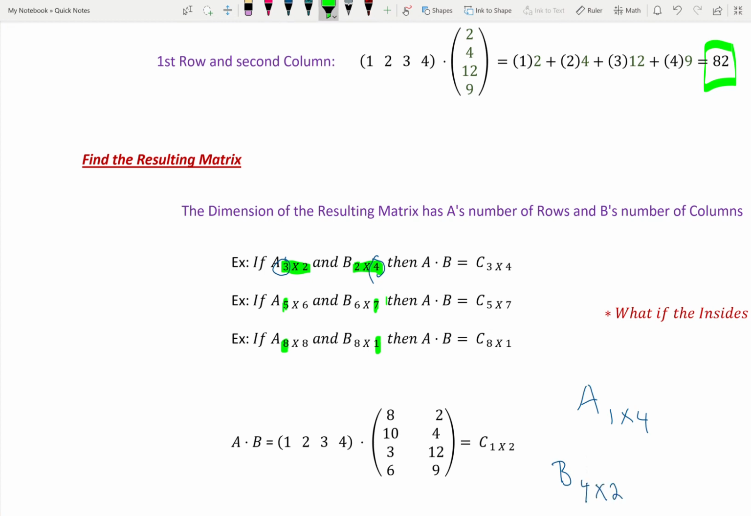That means the resulting matrix will have dimension 1 by 2.